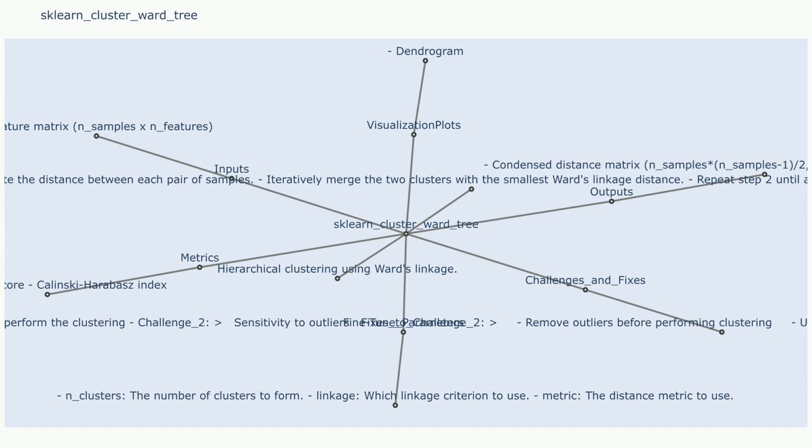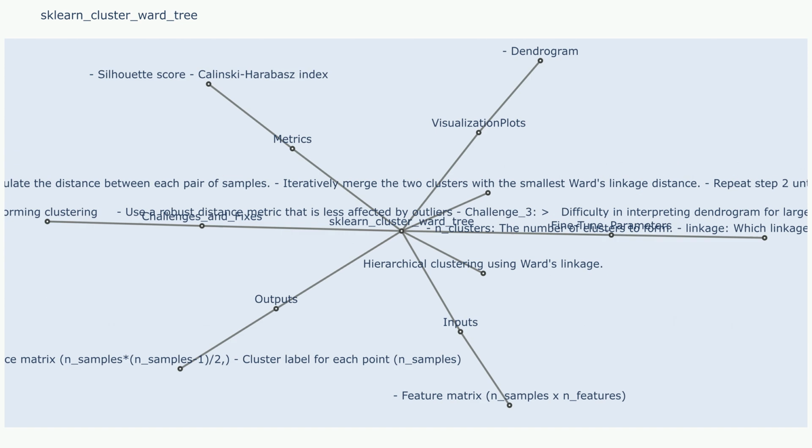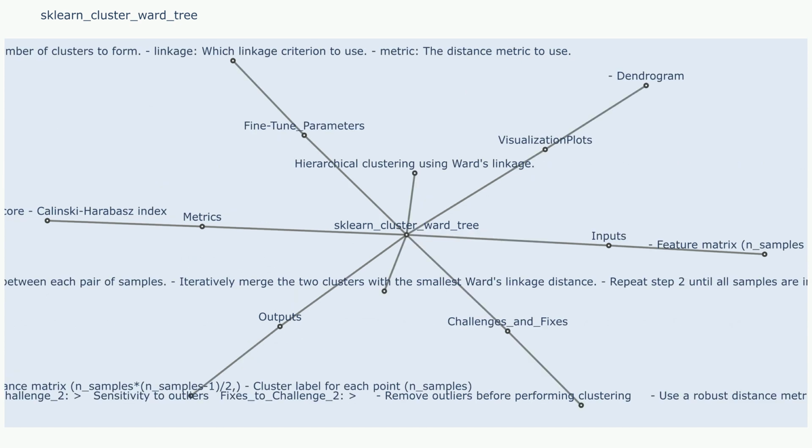Uncertainty methods. Bootstrap aggregation. This method involves repeatedly resampling the data and applying the clustering algorithm to each resampled dataset. The final clustering result is then determined by aggregating the results from each run. This helps to assess the robustness of the clustering structure and identify clusters that are consistently found across multiple resamples.